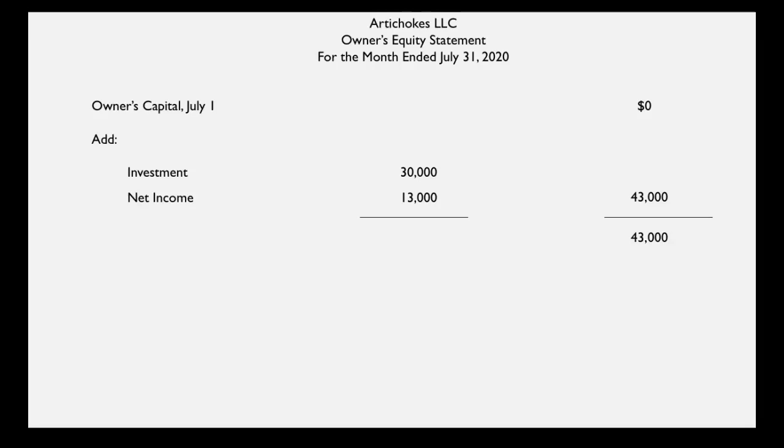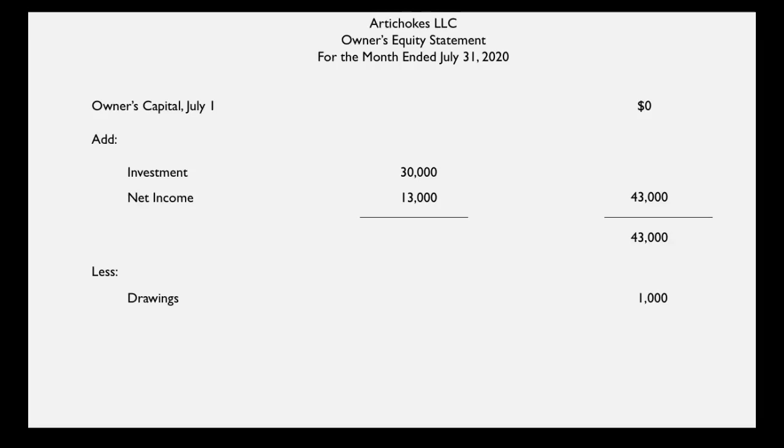So after the add section, we have the less section. And there's two things that we can subtract on an owner's equity statement. We can subtract owner's drawings, and we can subtract net loss. Now, you'll either have a net income or a net loss. All right, so here we had a net income because our revenues were greater than our expenses. So we won't have a net loss in this problem.